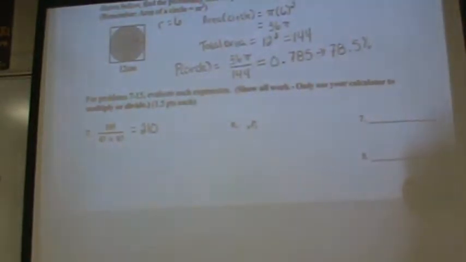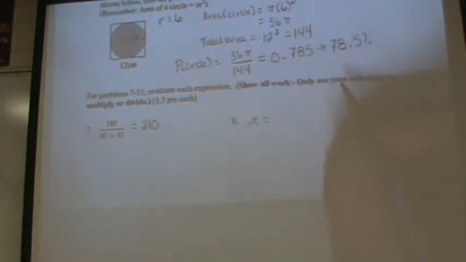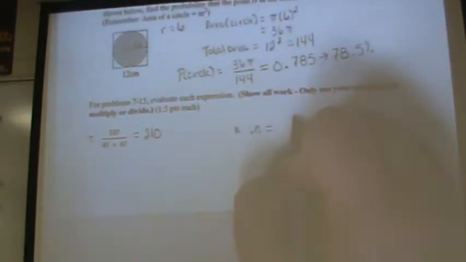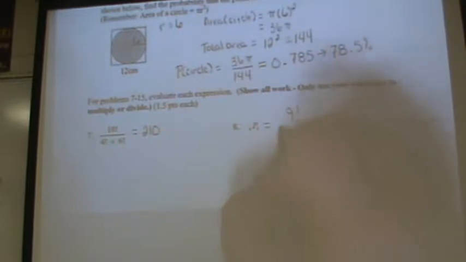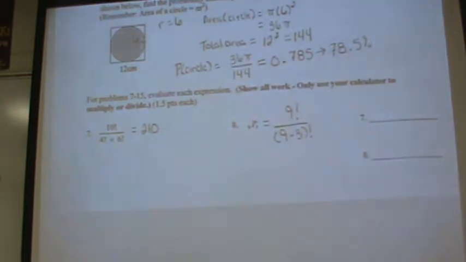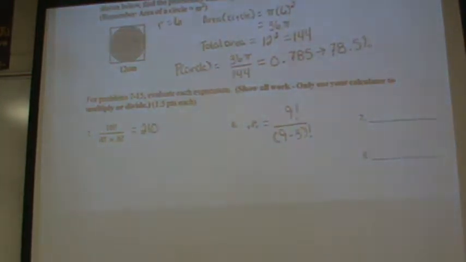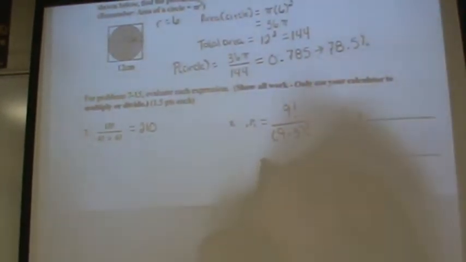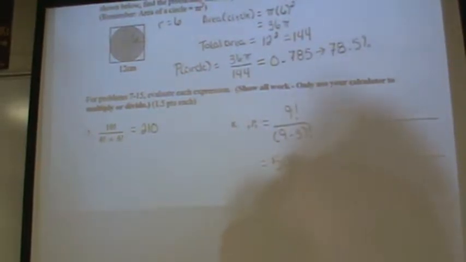Number 8 is a probability problem. So I would like to see the fraction set up. So you should have 9 factorial over 9 minus 3 factorial. And when you punch that into your calculator, you should get 504.